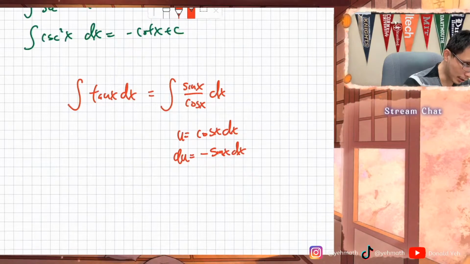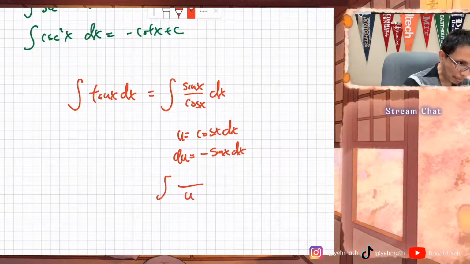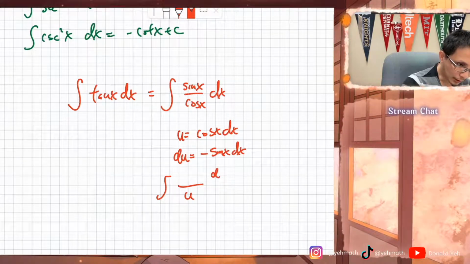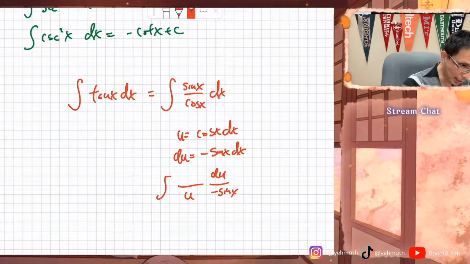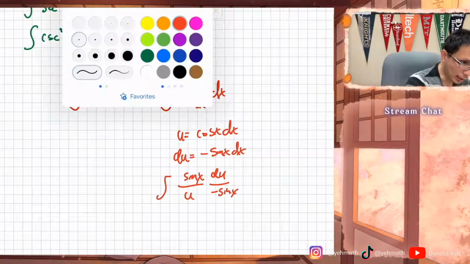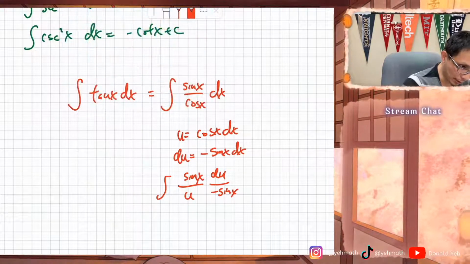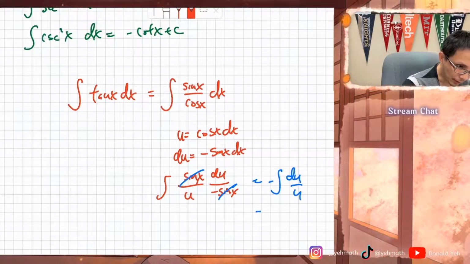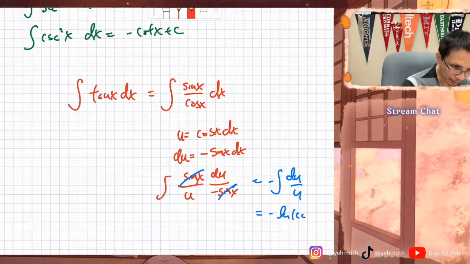So then it's going to be the integration of sine of x over u, and this one is going to be du over negative sine of x. And the sine of x terms just cancel out each other. And that's going to be negative du over u. And that's equal to negative natural log of cosine of x. Wow.